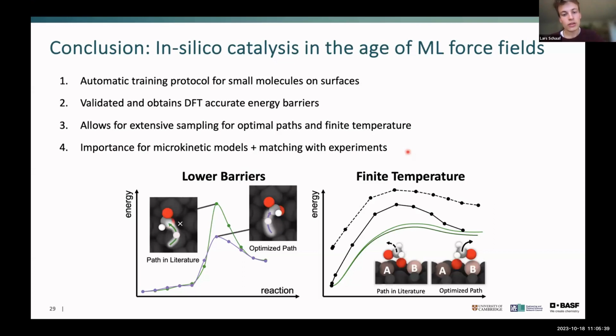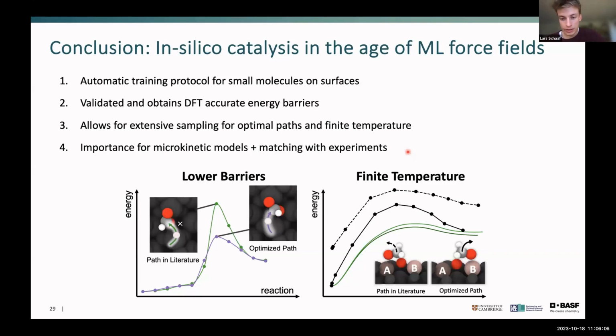In this specific talk, we showed how accurate energy barriers can be obtained in a way that requires very little knowledge of how to train machine learning force fields using these automatic active learning training strategies, and that can be very rewarding in terms of obtaining lower energy barriers, which are more thermodynamically relevant, and then also allow you to do some finite temperature sampling.